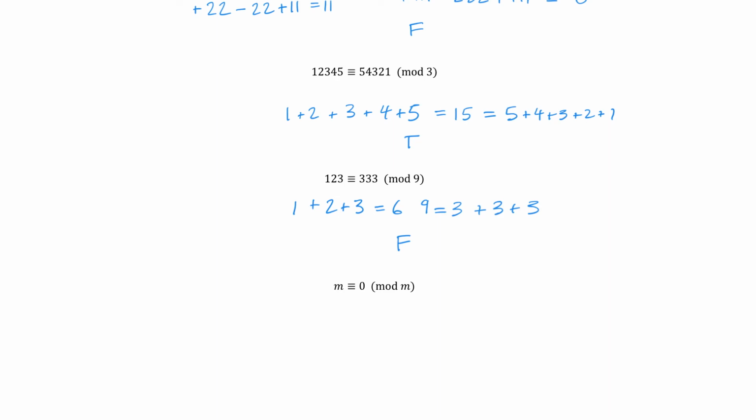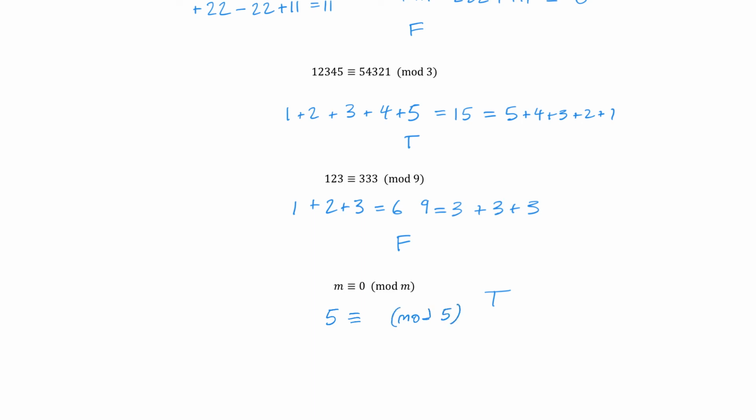I want to wrap up this video with a little bit of an introduction to the next video. We're going to make some heavy usage of the idea that in every mod, m is congruent to 0. So this is going to be a true statement, and I would like to prove to you why it's true, or at least give you some insight into why it's true. So if we take, let's say, mod 5. Let's say we take 5. What is 5 congruent to in mod 5?